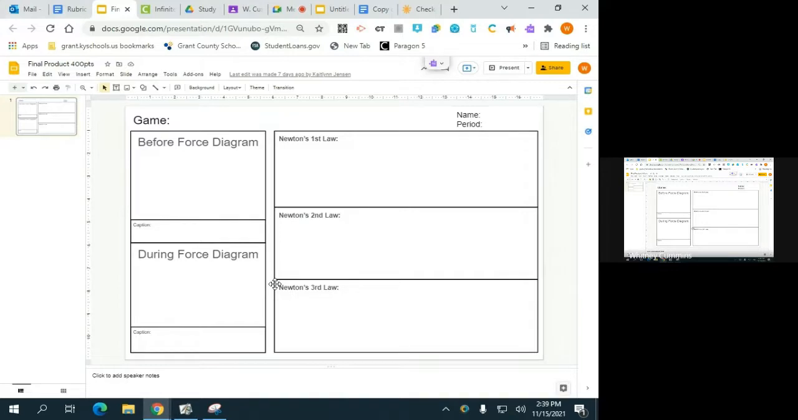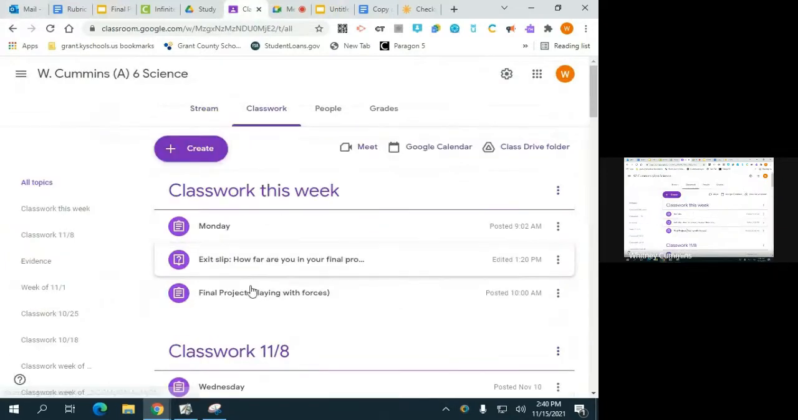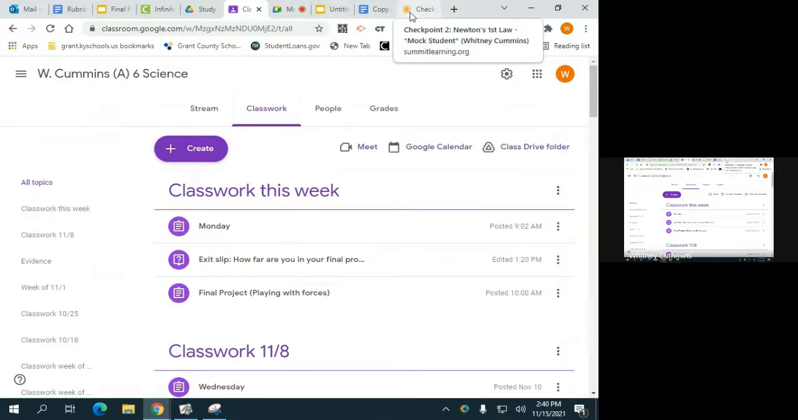If you are virtual, if you are online, I have added this to Google Classroom. In both of your classes, if you hit classwork, it'll say final project, playing with forces. The one on Summit looks a little bit different. So make sure you're doing the one on Google Classroom for me.